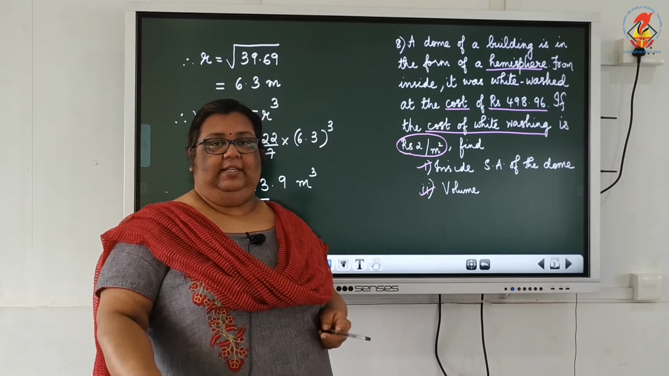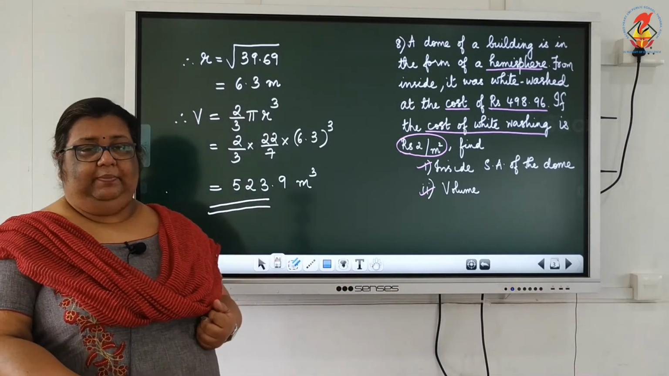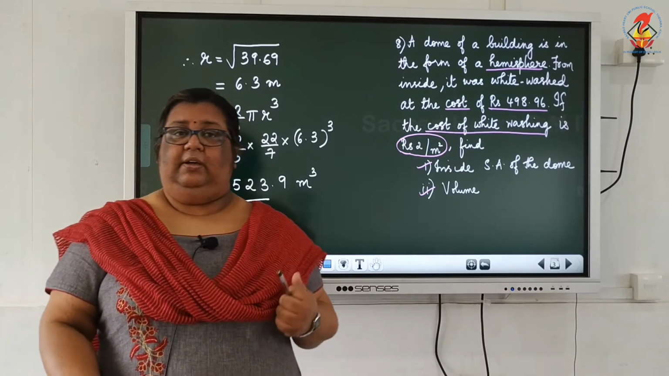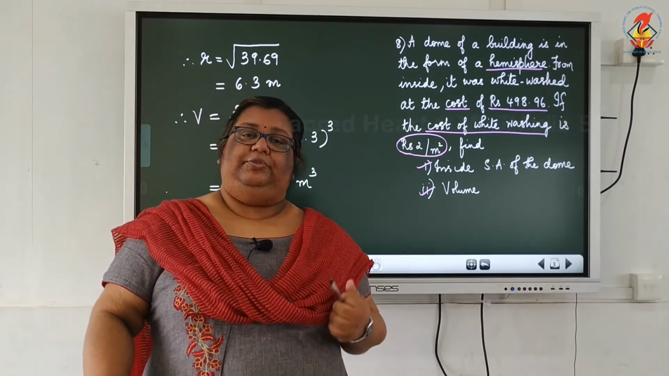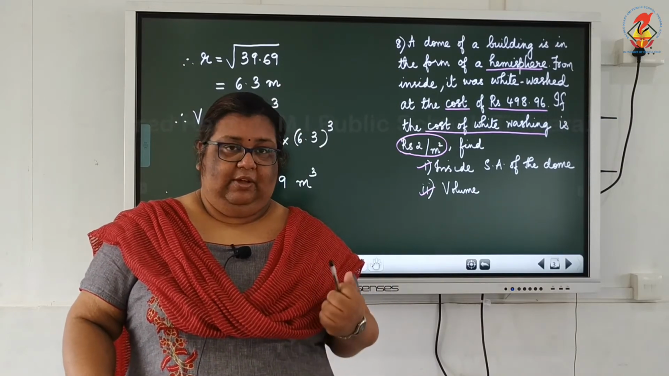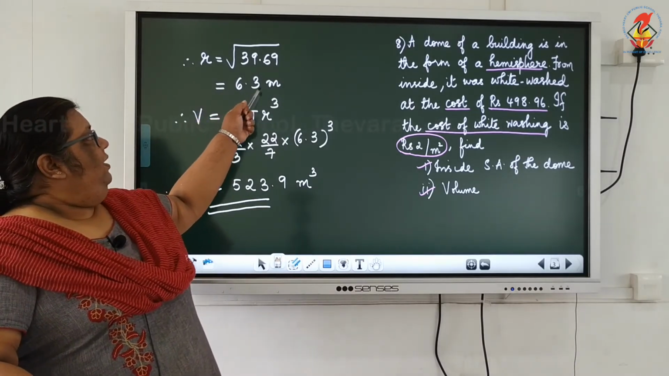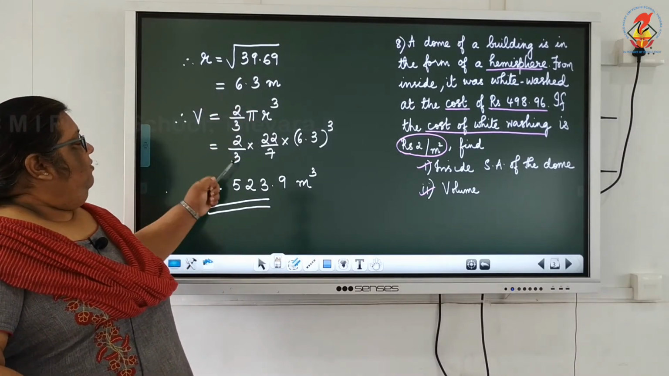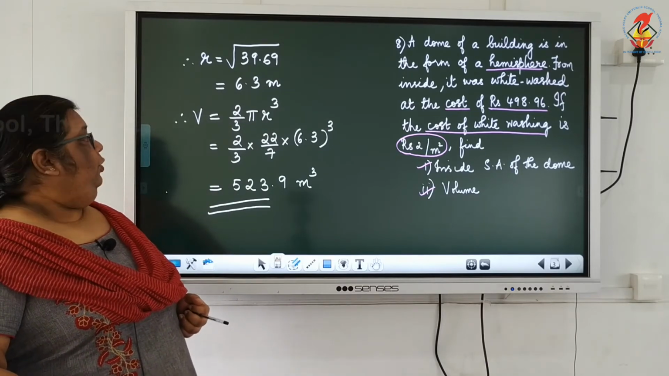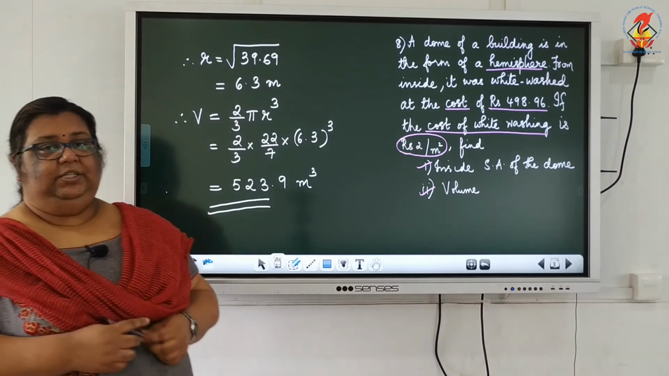249.48 as the CSA. So the first part was over. Second part was to find the volume. In order to find the volume, we should have the radius of the hemisphere. To find the radius, we started with the formula of CSA of a hemisphere and we got the radius as 6.3 meter. And then we can find the volume by using the formula 2 by 3 pi r cube, which is equal to 523.9 meter cube.